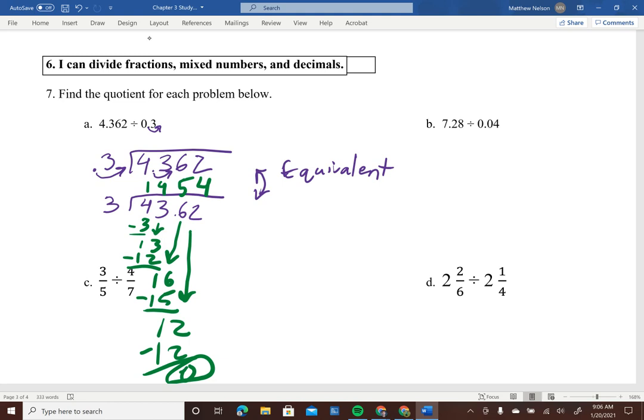And we need to figure out where we're going to put that decimal point. So our decimal point is here originally. So we're just going to bring it directly up and put it in between. So it's 14.54. All right, next problem here.